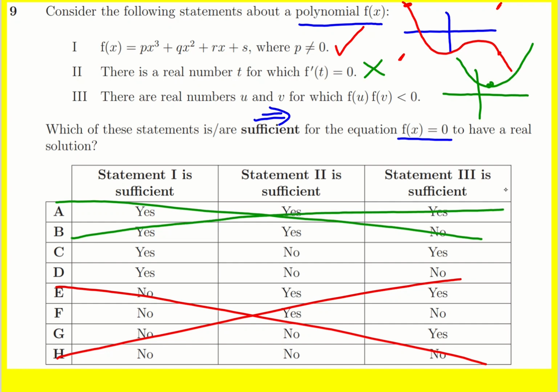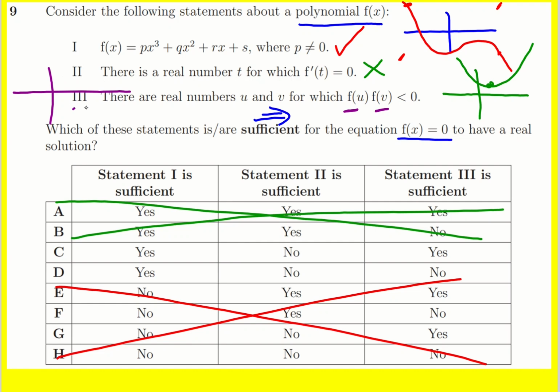Which leaves us with the final one. There are real numbers u and v for which f of u times f of v is less than 0. So what that means is that we must get both positive and negative values of the function. Because if they're always all positive, you could never multiply them together to get a negative, and if they're always all negative, again, same thing.